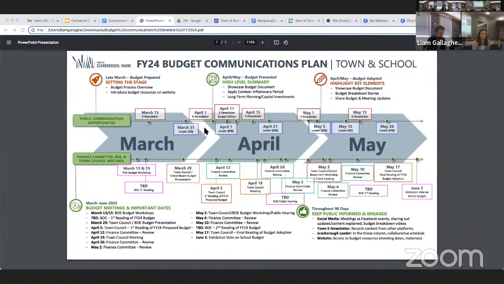So it's presented on the 29th. And then finance committee reviews are April 12th, April 26th, May 2nd, the joint workshop on the 3rd, another review on the 10th. And on the fourth, is there one on the fourth? Yeah, it's back to back. But yeah, I think last year it was earlier.